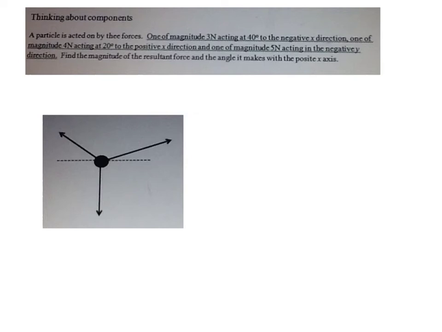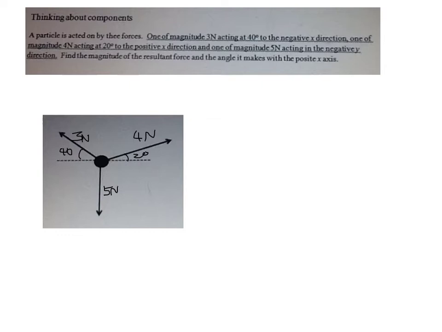In this situation, we have a particle that's being acted on by three forces. The one going to the left is 3 newtons, so add this onto your diagram in your pack. That's at 40 degrees, and one's at 20 degrees, and that one is 4 newtons, and then it's got 5 newtons going down. And we're interested in the resultant force, so what does the particle feel all together?